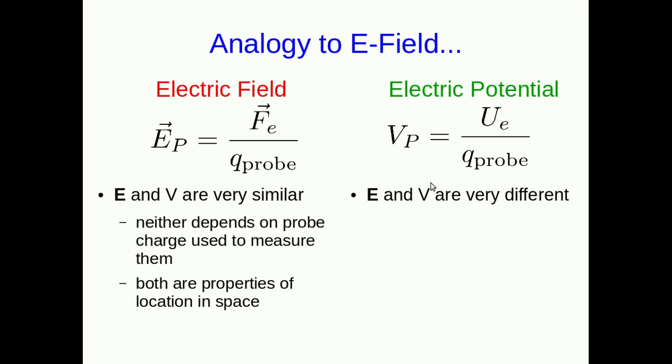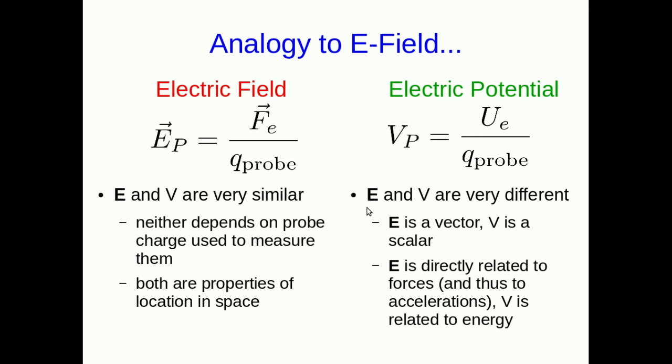On the other hand, the E field and the potential are very different from each other. First of all, the E field is a vector, but the potential is a scalar. Second of all, the E field is directly related to forces, which means it can tell you very quickly things about accelerations of particles as they move through this region of space, whereas the potential is directly related to energy, which means it's often a quicker route for finding out about speeds.